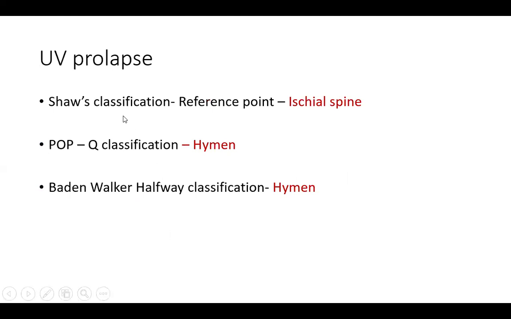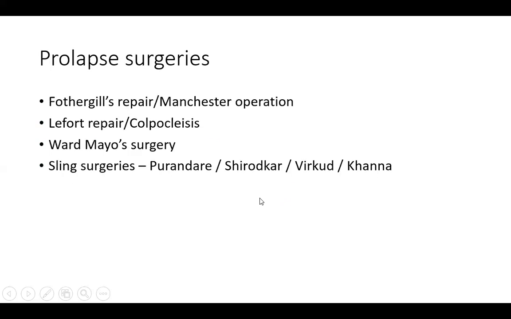And for prolapse, there are 3 important classifications, but it can be asked either directly or as a clinical scenario. Here, what you should remember is the reference point, means with which point we are grading the prolapse. In Shaw's classification, the reference point is the ischial spine, and in POPQ classification, it is the hymen. And in Baden-Walker halfway classification also, it is the hymen. Don't get confused with these different named classifications. Just remember, only in Shaw it is the ischial spine, and in the rest of the two it is the hymen.